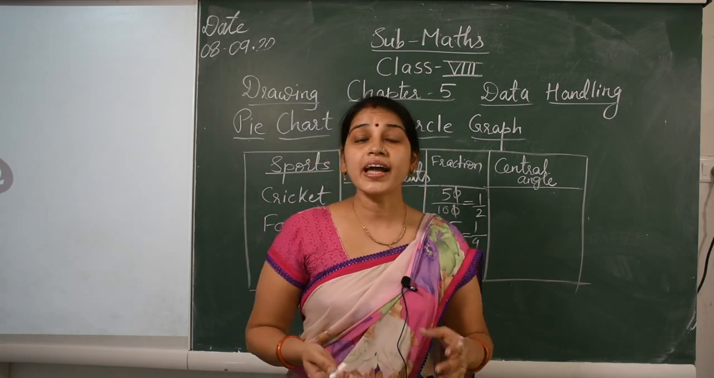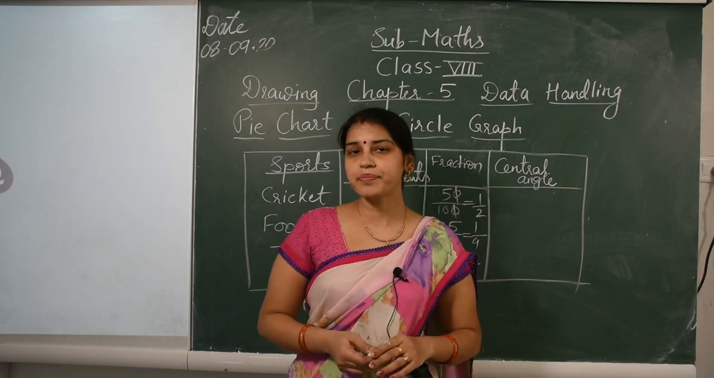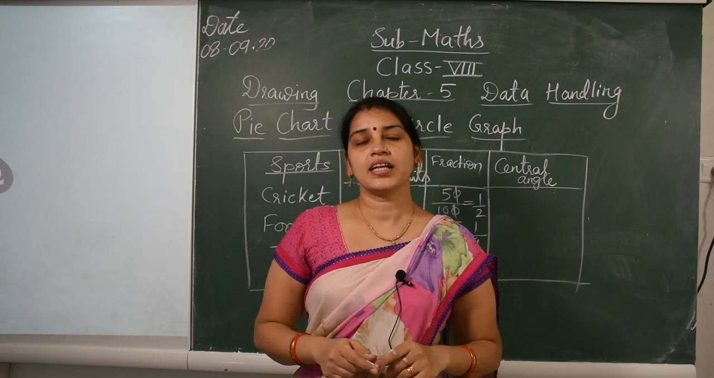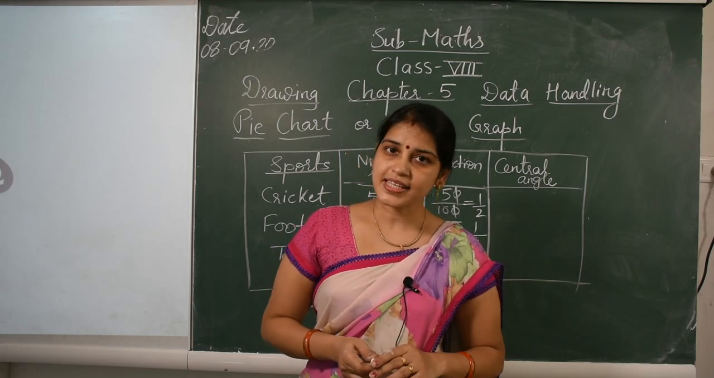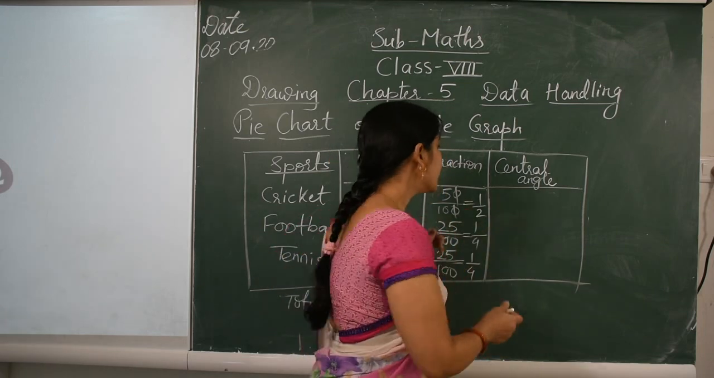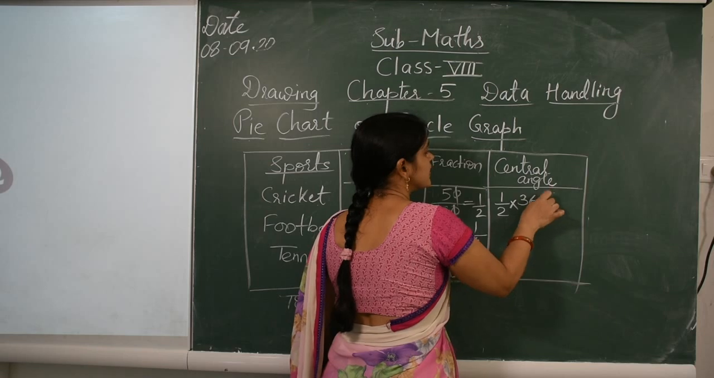Now you ask me why we are multiplying by 360? Because we know the complete angle is of 360 degree. How much is the complete angle? 360 degree. That's why we are multiplying it by 360 degree.